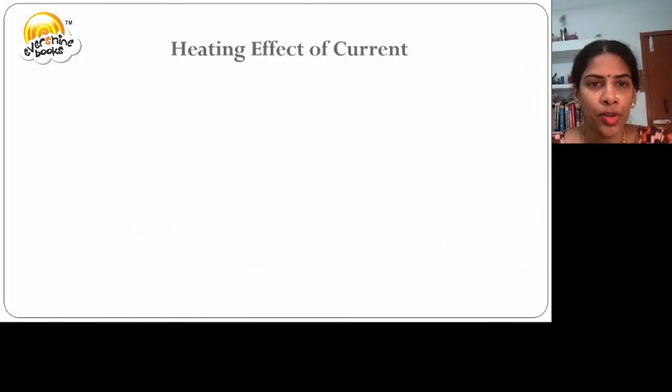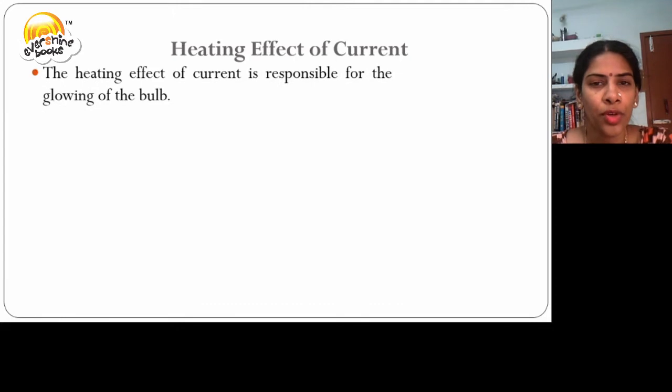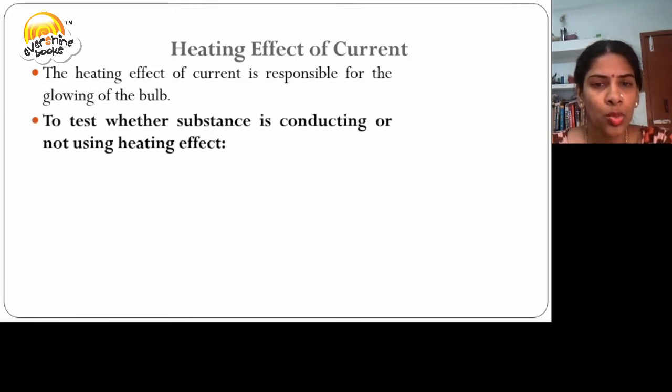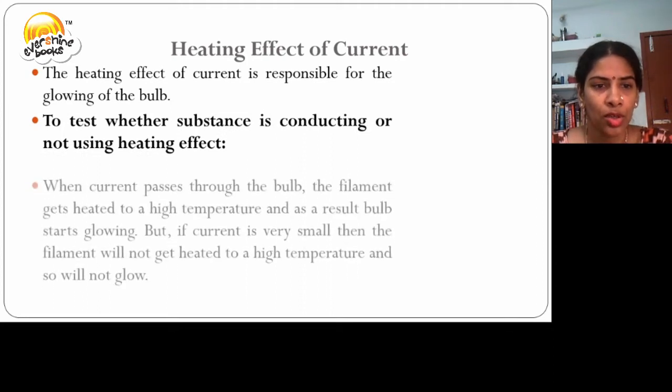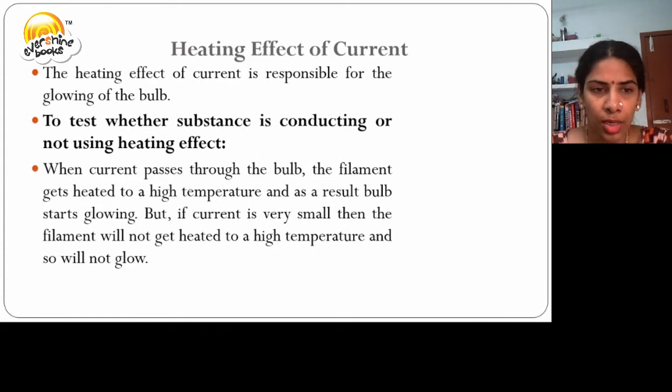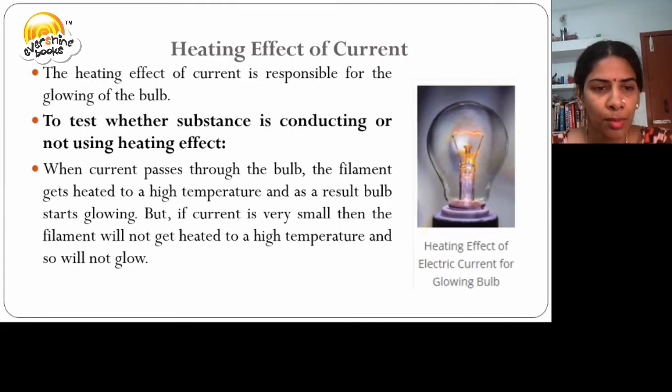Heating effect of current. The heating effect of current is responsible for the glowing of the bulb. To test whether a substance is conducting or not using the heating effect, what do you have to do? Nothing. It is when current passes through the bulb, the filament gets heated to a high temperature and as a result, the bulb starts glowing. This is the heating effect of the electric current. When the current is very small, then the filament will not get heated up to a high temperature and hence it will not glow.